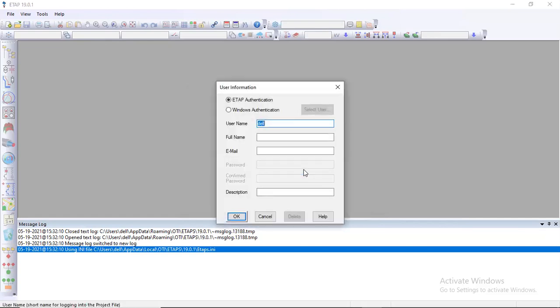So this is the existing project. I am already working on this file name, and then the username would be Lil Fun. Then full name, IEEE 3 bus system. Email address.